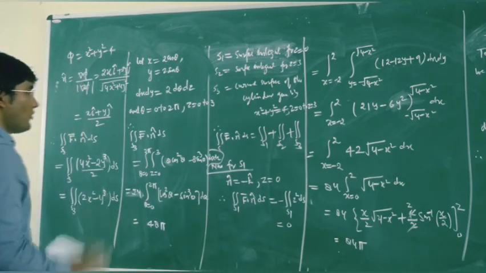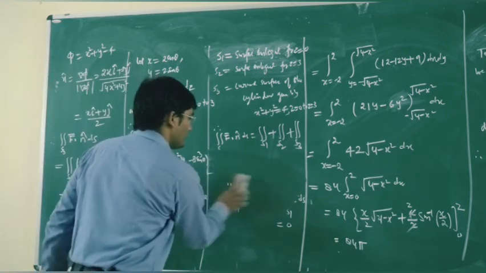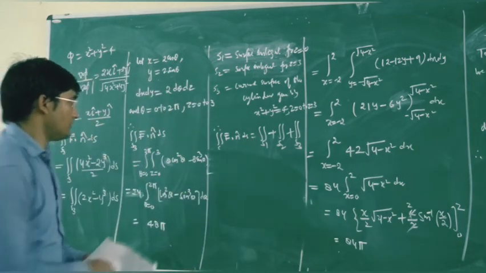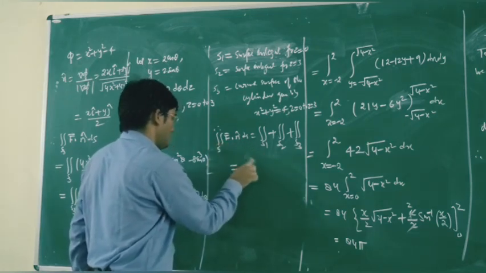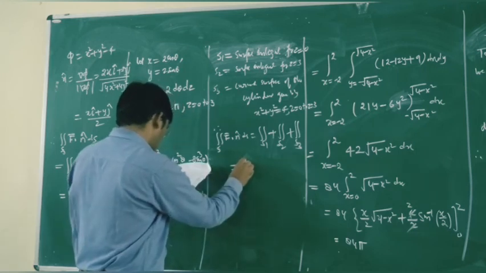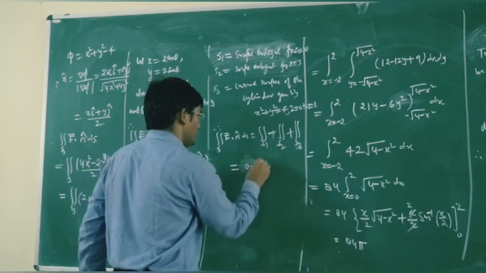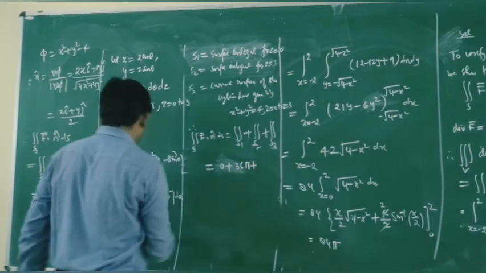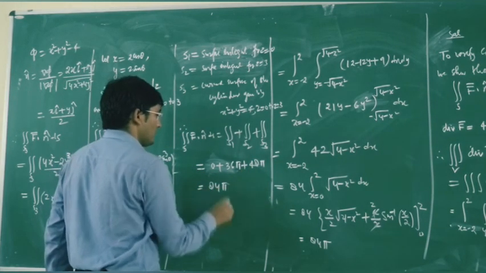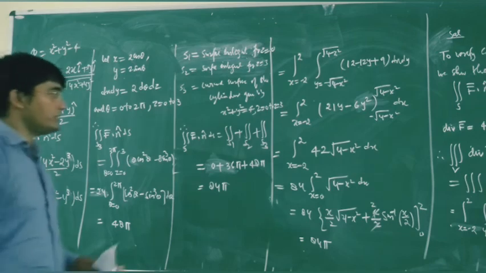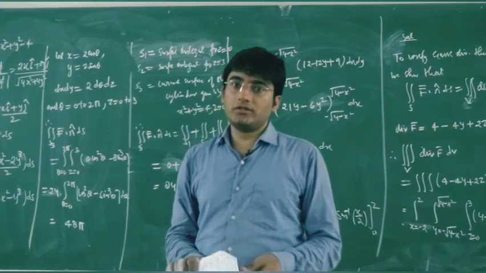Now the sum of all these three integrals will be equal to, therefore, this surface integral is equal to: your S1 was 0, your S2 was 36 pi, and your S3 is 48 pi, and this is equal to 84 pi. So our surface integral is the same as your volume integral, so we can say that our Gauss Divergence Theorem is verified.